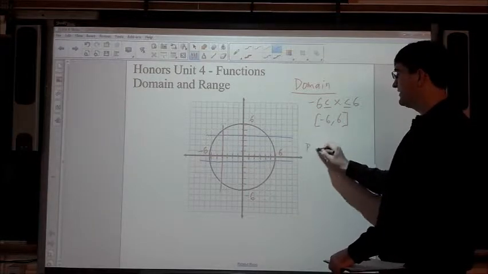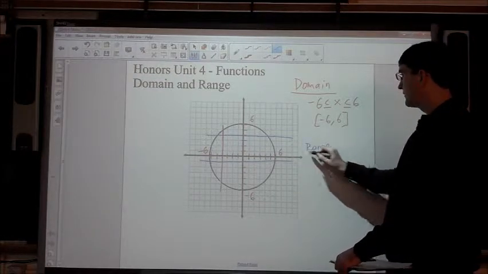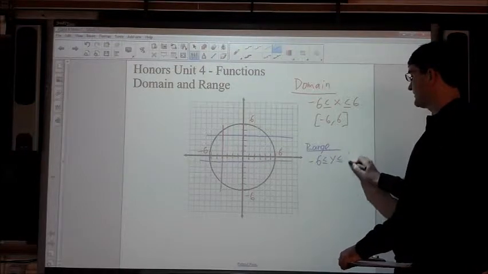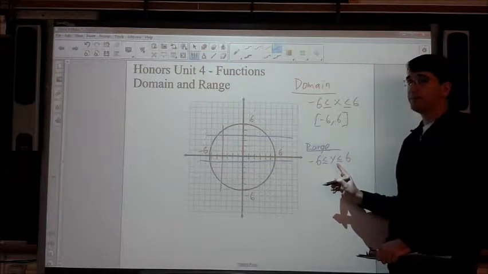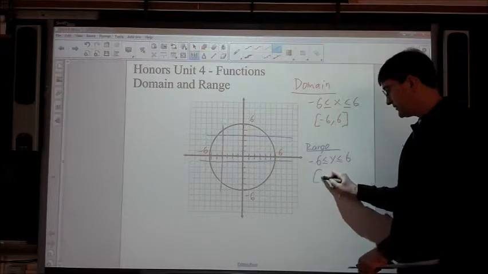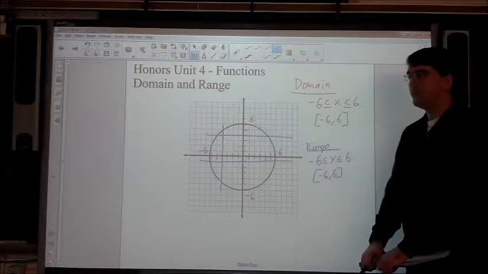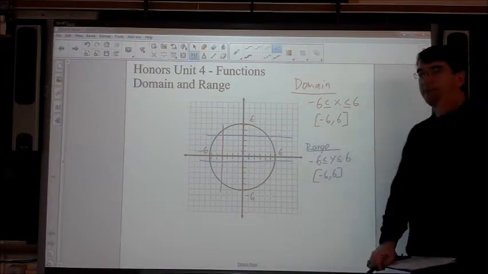So then for the range, I have negative 6 is less than or equal to y is less than or equal to 6. Make sure you use y here, because the range talks about y. Or just use interval notation, and it kind of doesn't really matter. And so we have that. For the domain and range for this circle, we have this situation.